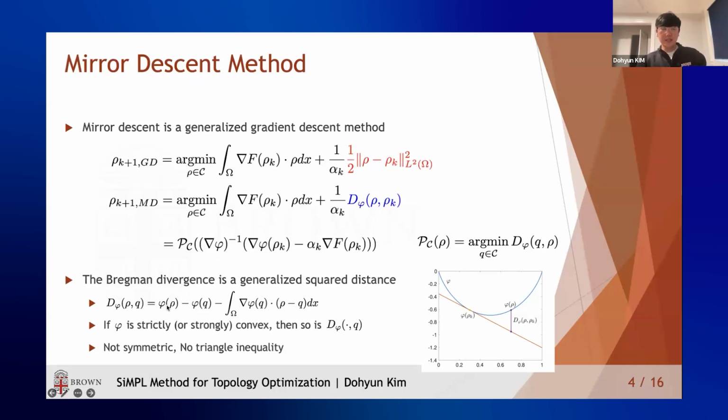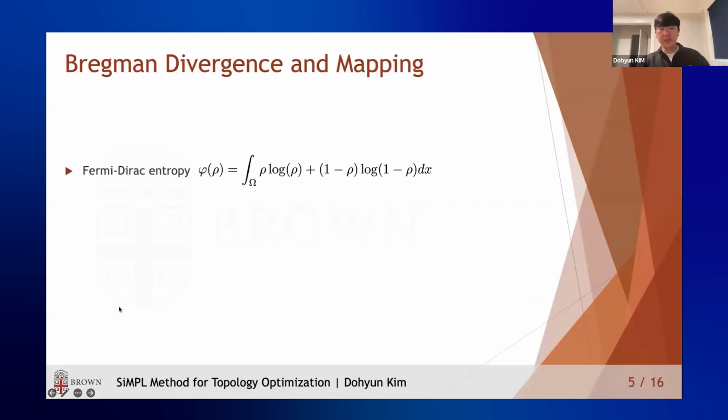But the good thing about this Bregman divergence is that we can choose whatever convex function we want to use. So we can also think about an entropy function that encodes our upper and lower bound of the density. As you can see, this one is called the Fermi-Dirac entropy. Because of this logarithmic term, the domain of this entropy has lower bound 0, and because of the second logarithmic term, we have upper bound 1. So this is encoded into our entropy function.